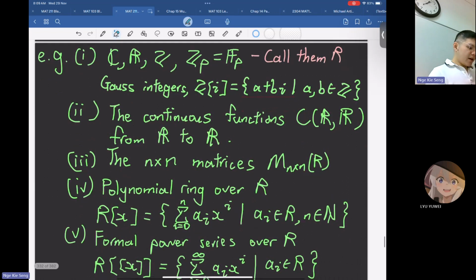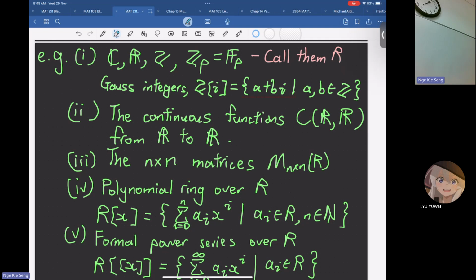Next, I give these examples of rings. What are rings? Z, the integers, is a ring. And then the real numbers are also a ring. You can add, multiply, and there are inverses, the additive inverse as this. And then multiplication is commutative.